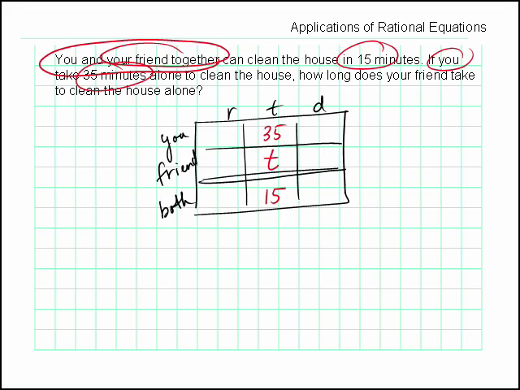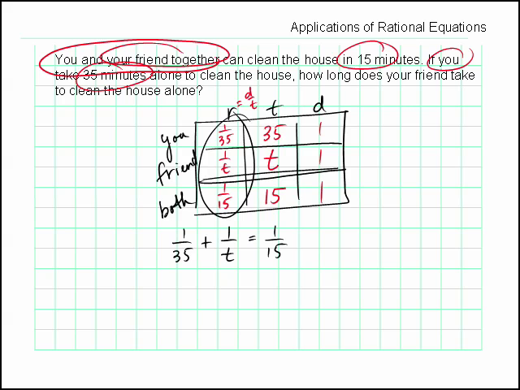How long does your friend take to clean the house alone? Our T is right there, the time it takes your friend alone to clean the house. Just like in the last problem, all the distances are 1 clean house. The rates are distance divided by time, so this is 1 over 35, this is 1 over T, and this is 1 over 15. Just like in the last problem, this gives us our equation. Your rate of work plus your friend's rate of work should be equal to the combined rate of work, 1 over 15. That's the equation I have to solve.